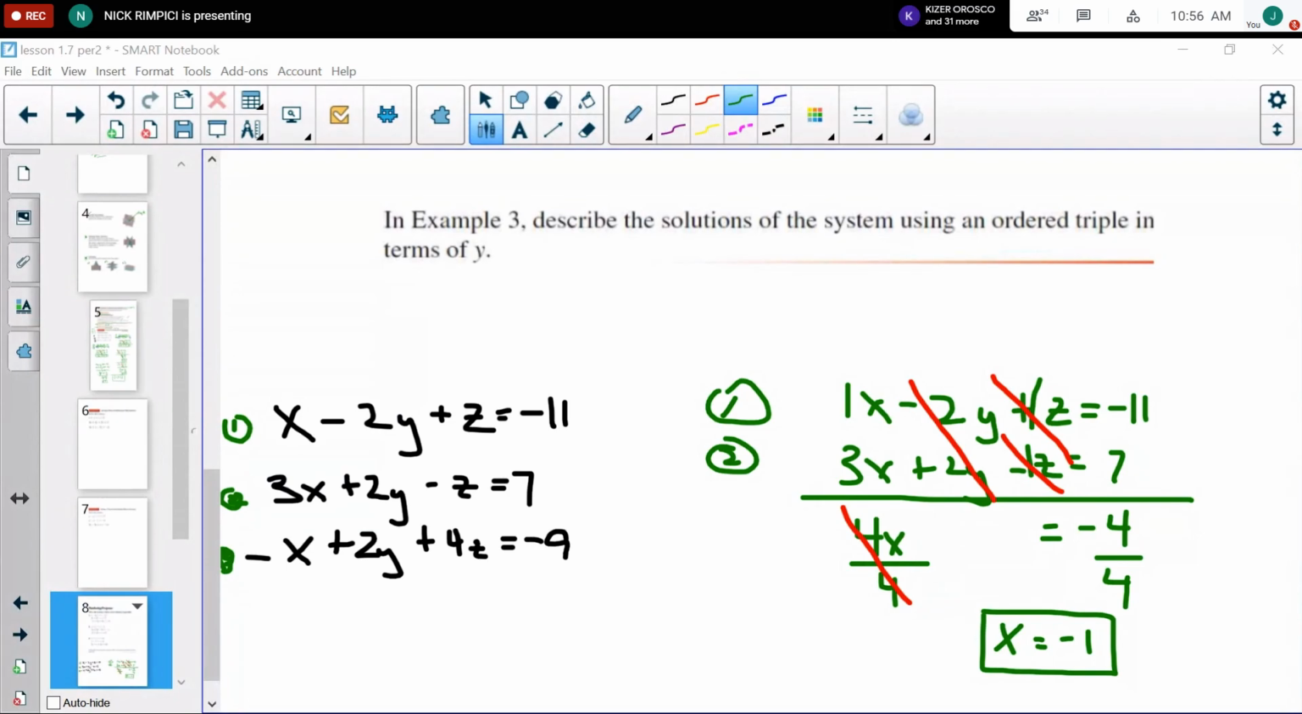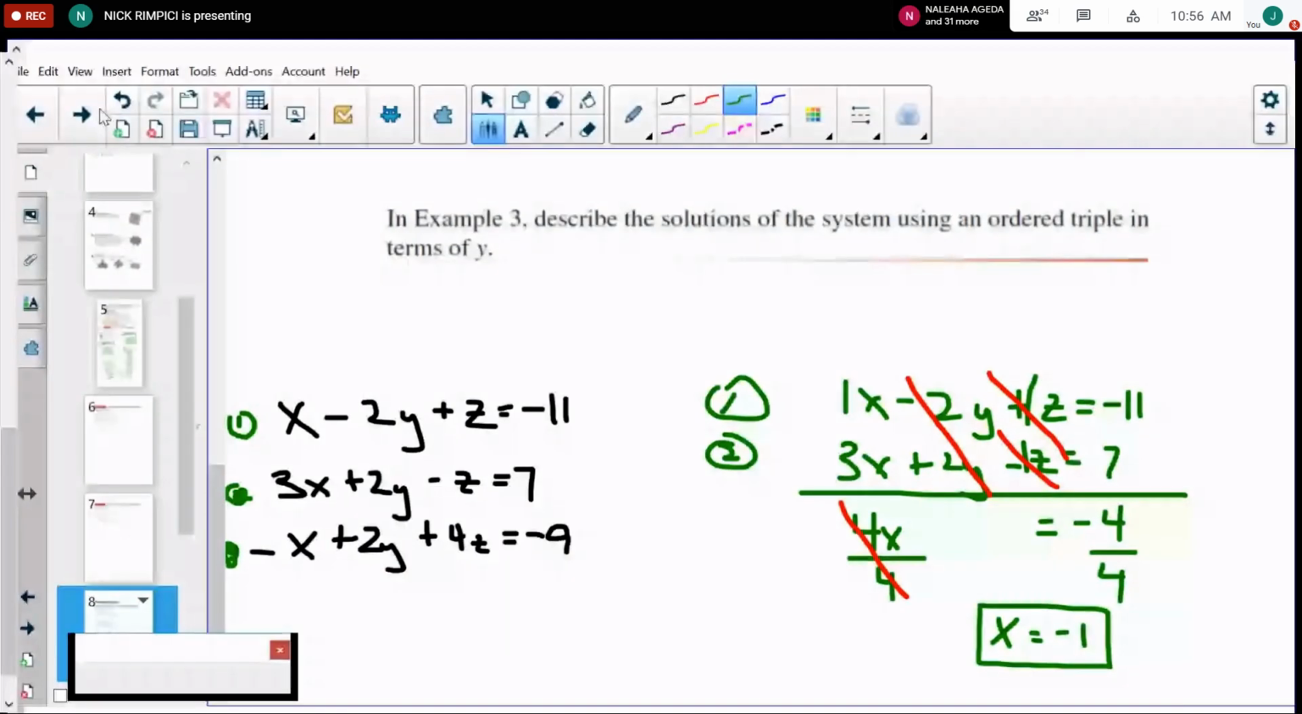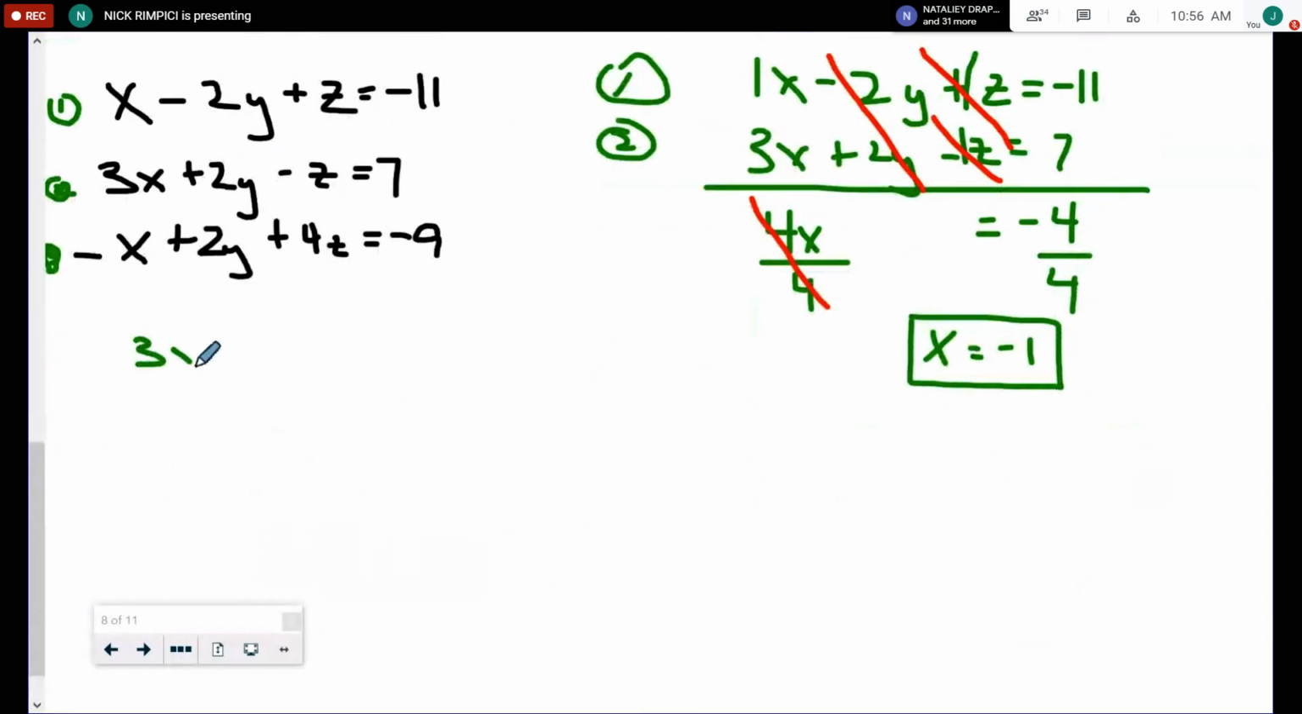Again, you can't pick 1 and 3 because we chose that already. So you could pick any other combination though. Somebody else want to select a different combination? 2 and 3. So let's take a look at 2 and 3. Let's blow this up, give it more room. So 2 and 3 is 3x plus 2y minus z equals 7, and negative x plus 2y plus 4z equals negative 9.